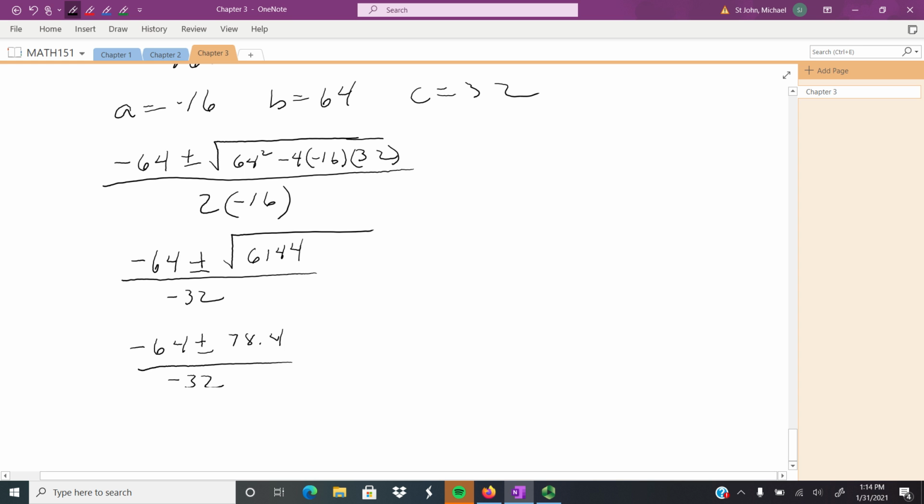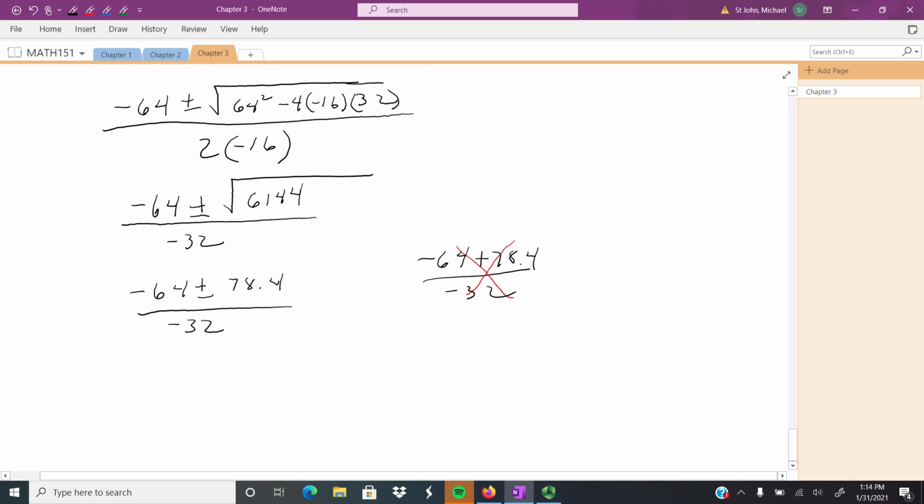All right, so now what do we get for numbers? Well, one number would be negative 64 plus 78.4 over negative 32. That number is not going to make sense because it's a positive number divided by a negative number, and that'd be negative time. We can't have that. So this one doesn't work.